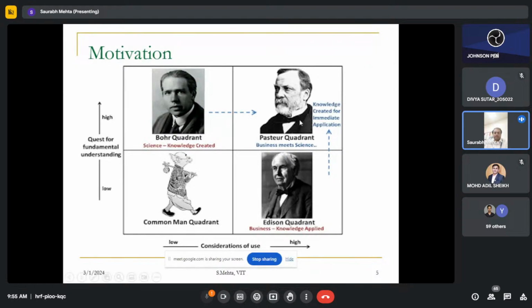Louis Pasteur, we all know, was the father of vaccination, and because of his discoveries we are now able to survive even in COVID, right? So he was a perfect example where knowledge and business come together and make an impact on the life of a common man. This is what every country requires, right? But it also depends on what priority.